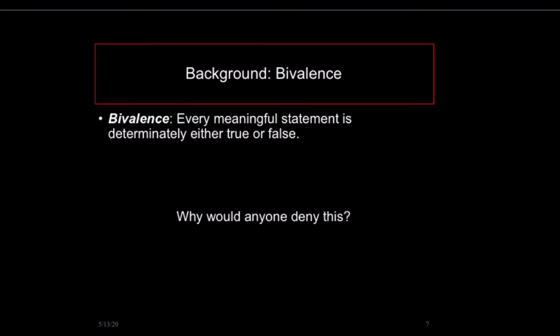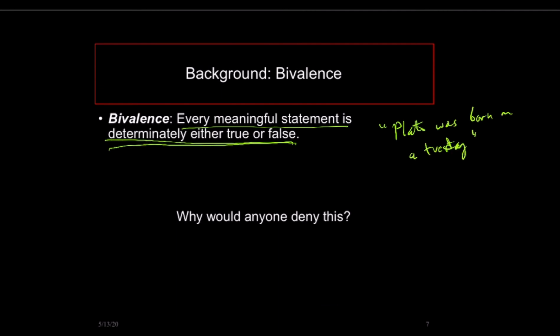We need the concept of bivalence, which is just that you believe in bivalence if you believe that every meaningful statement in a particular area of discourse is determinately either true or false. Now, this phrase, determinately either true or false, just means that the statement definitely has one of two truth values, either T or F. So, for instance, if I think of a simple example, such as Plato was born on a Tuesday, if you believe that claims about the past are bivalent, what you believe about this statement is that it's definitely either true or false.